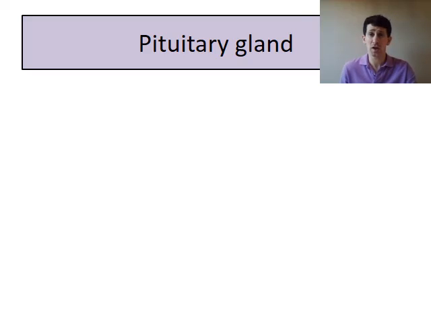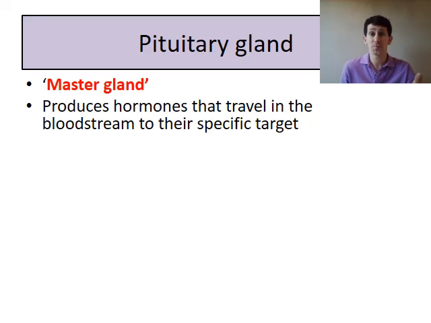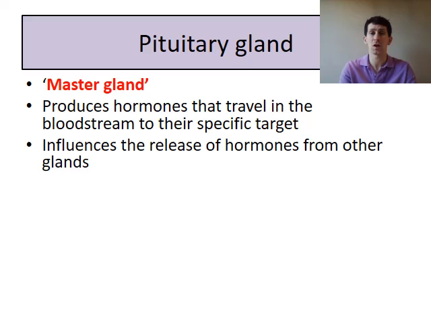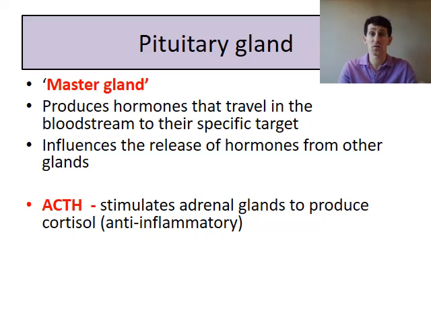So we're going to have a quick look at a little bit more information on the pituitary gland, because as we know, this is the master gland. This produces hormones that travel in the bloodstream to their specific targets. And also, like we've already said, the pituitary gland is key in influencing the release of all other hormones from other types of glands. So I'll give you a few examples.